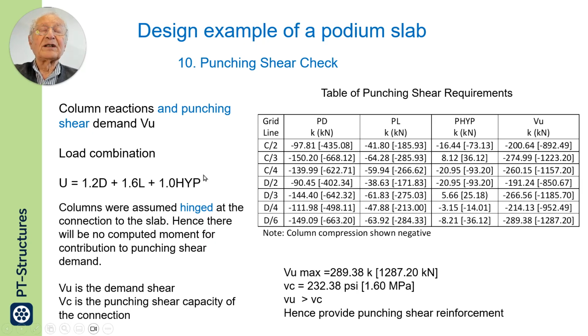Then you do punching shear check. Again, the load combination for punching shear is the same. I have the dead load, I have the live load, I have the hyperstatic reaction for the column, and calculated the demand using this load combination. Columns were assumed hinged.